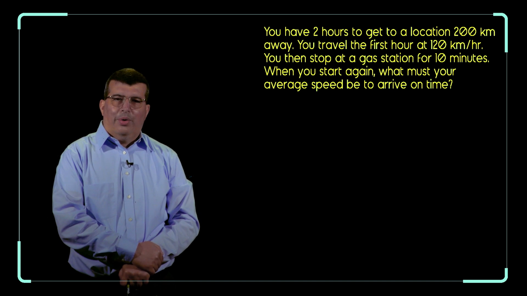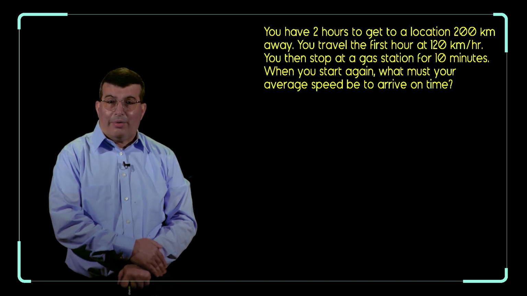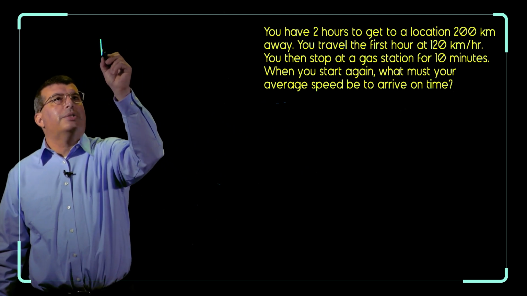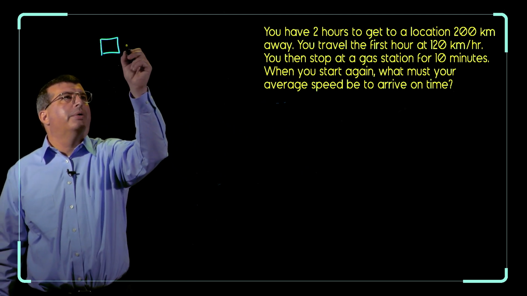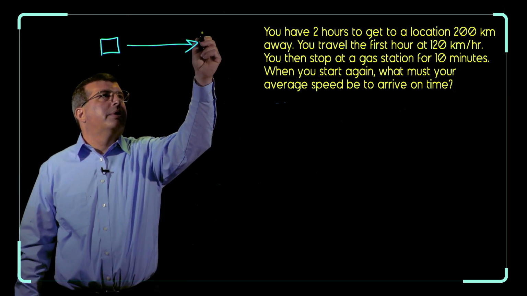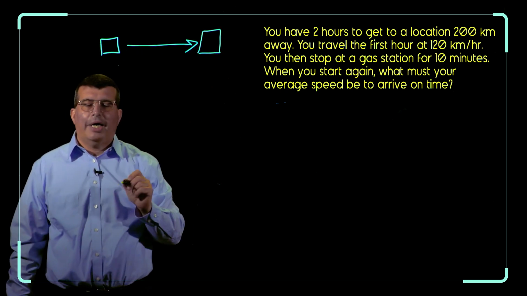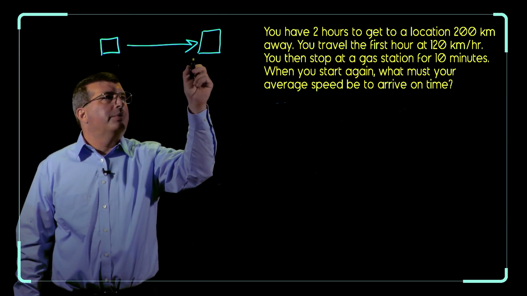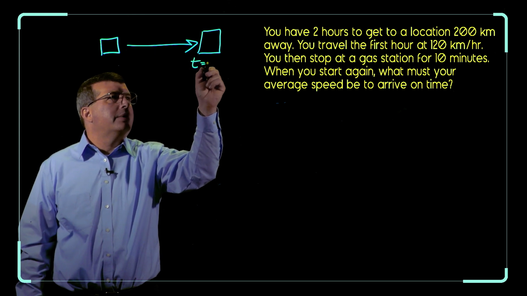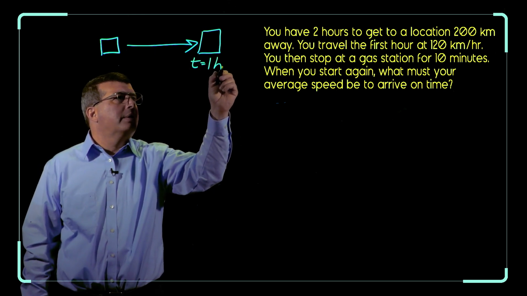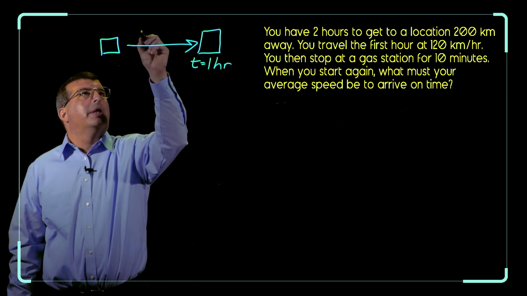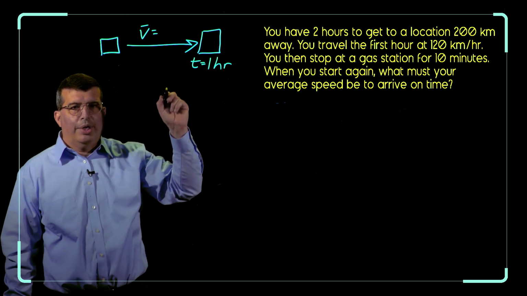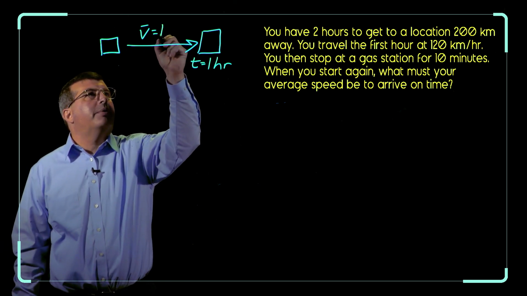Okay? What's our first step? We're going to draw our diagram. Okay. You start here. You drive for 1 hour. So T is equal to 1 hour. Your average speed is 120 kilometers per hour.